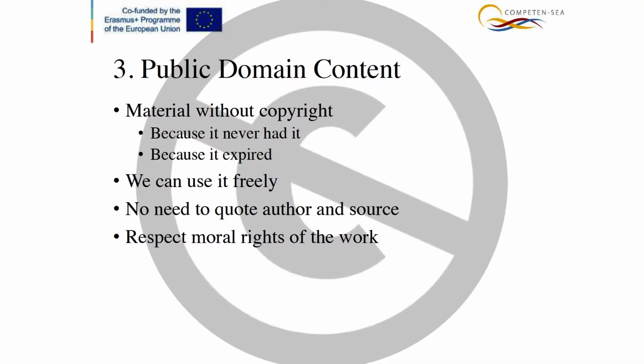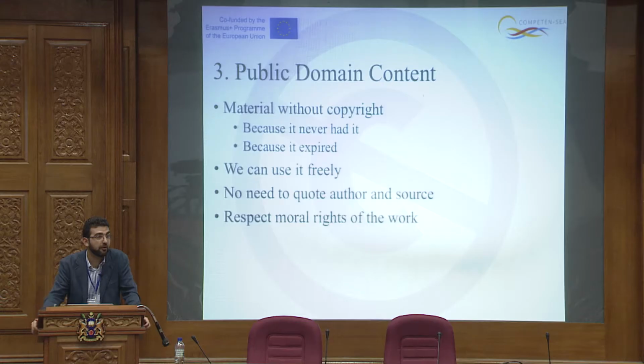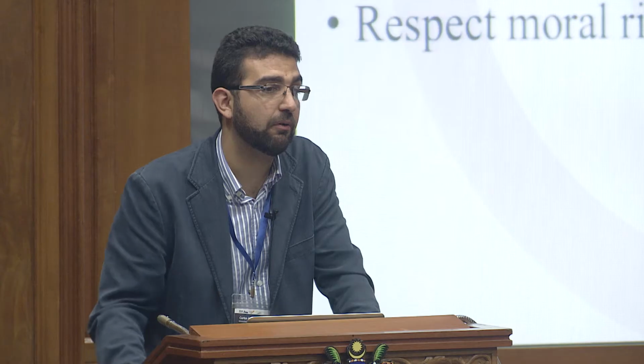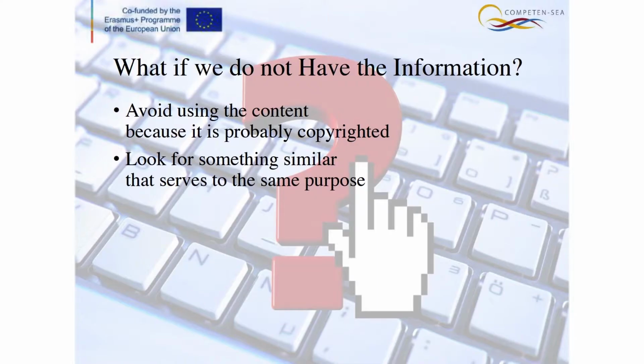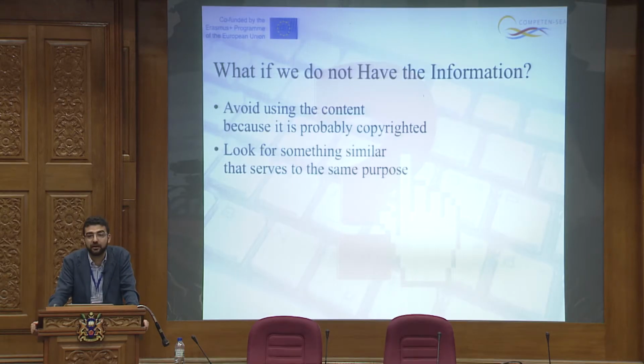And the materials in public domain do not have any copyright because there was not any copyright ever, or because the copyright expired. So we can use them freely, no need to quote the author or the material. What happens if we don't have the information about which of these 3 licenses has a certain material? Well, we cannot use the material by default. This is what I said at the beginning. So we need to look for something else that serves for a purpose.